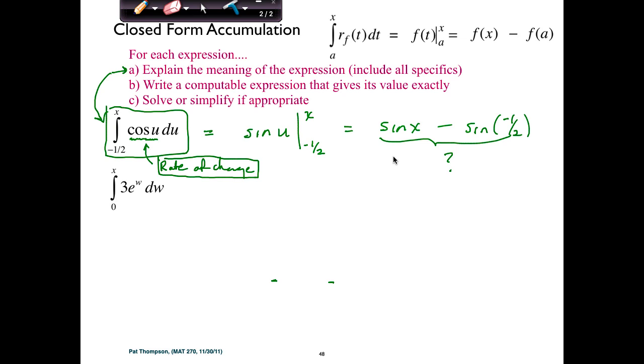How much it's changed? How much has changed? The negative 1/2 to x, right. How much the quantity has changed from negative 1/2 to x? Which is what? Isn't that what this was too? Isn't this how much the quantity's changed from negative 1/2 to x? And what's the rate of change of this function?